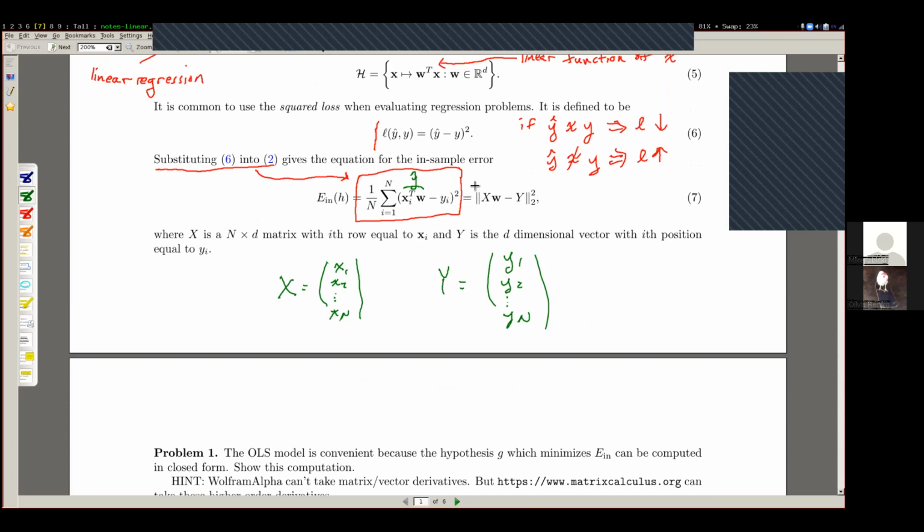Especially in statistics classes, statistics-y sort of people always write things out in this matrix form like this. More computer science-ish people are more likely to use this form over here. But these two things are just different notations for the same exact thing.